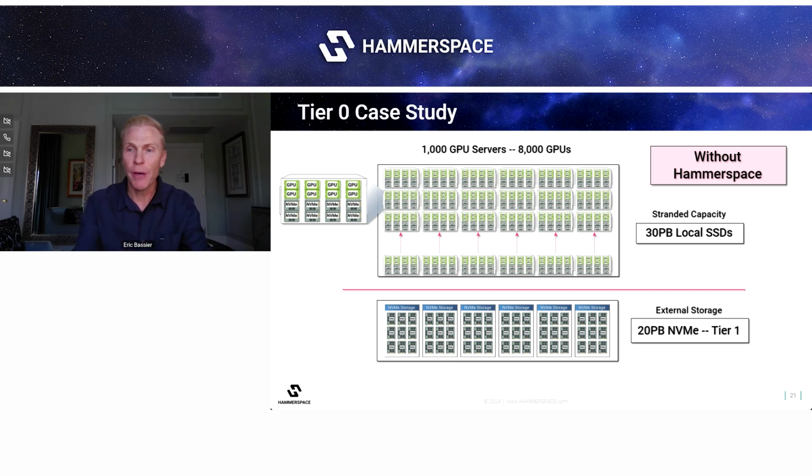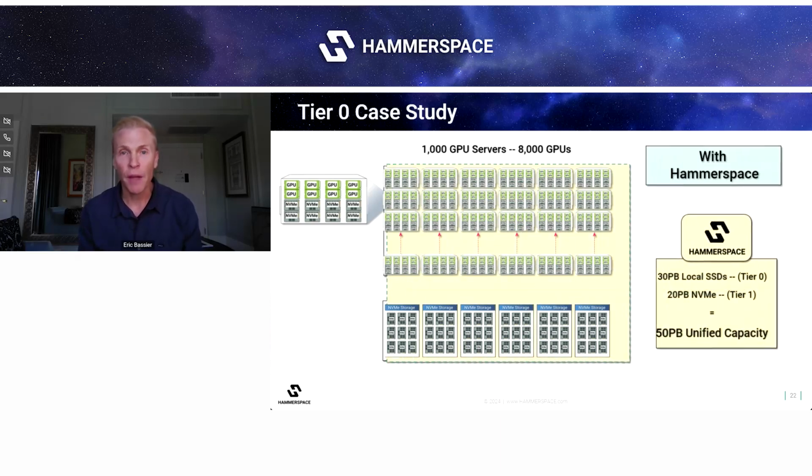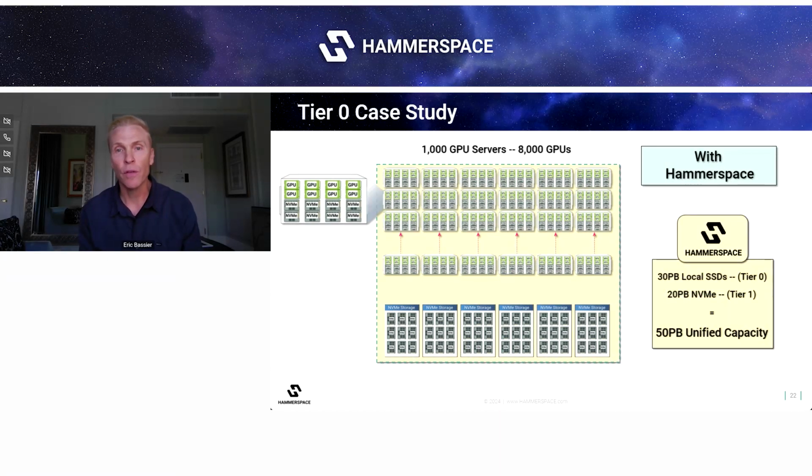And when we approached them about this opportunity, they were in the process of deploying external storage. We said, hey, what if we could take that many, many petabytes of storage that's in your GPU servers and make it a tier of shared storage? They loved the idea. We worked with them on that. They've now deployed over 30 petabytes of tier 0 storage in their production environment.